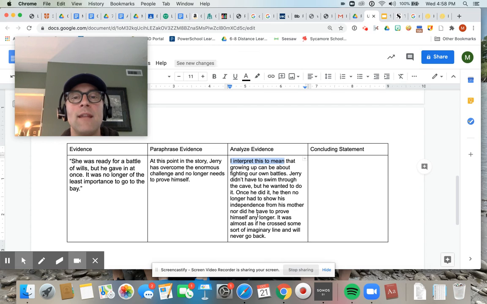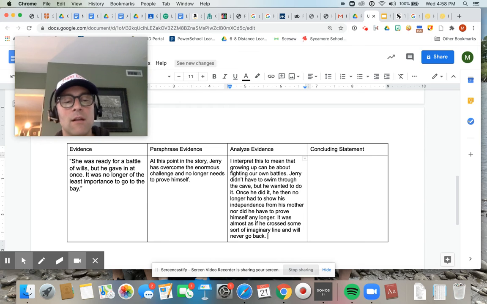So some of this analysis can have a little bit of that paraphrasing, getting some of that context, but it's a lot about who he is. What did he go through? And if I'm not exactly 100% clear in my analysis of evidence, I'm trying to explain why I picked this sentence, and what does it mean.